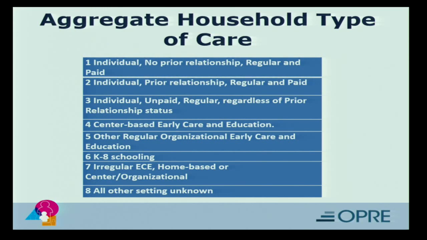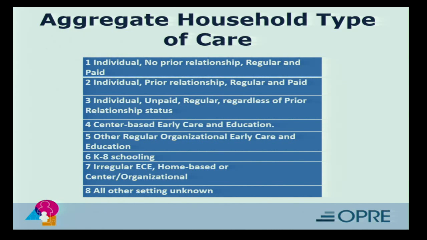The fourth category, center-based early care and education, corresponds to the center-based provider questionnaire sample. So this category 4 exactly mimics the definitions imposed for our center-based provider survey. The fifth category is any other kind of organizational early care and education other than what was in category 4. Primarily that could be after school care, but it could be other regular activities, meaning at least 5 hours weekly.